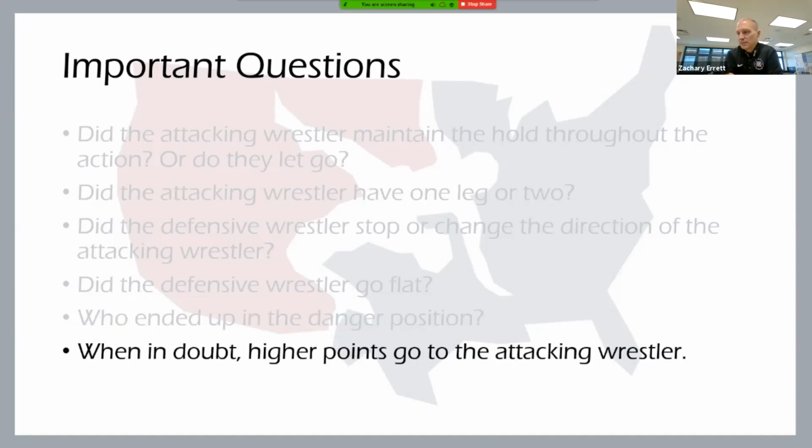And then we typically say, when in doubt, the higher points go to the attacking wrestler. So if there's a question and it's really close and you're trying to decide whether the attack or the counterattack scores, just know that if there's a question in the referee's mind, they're going to score the attacking wrestler the higher points. Okay.